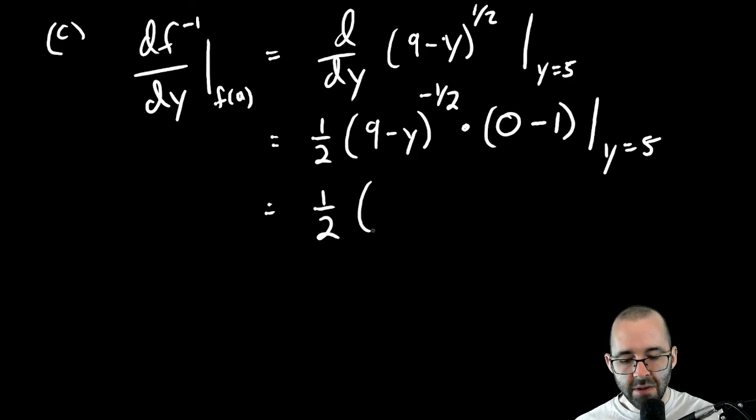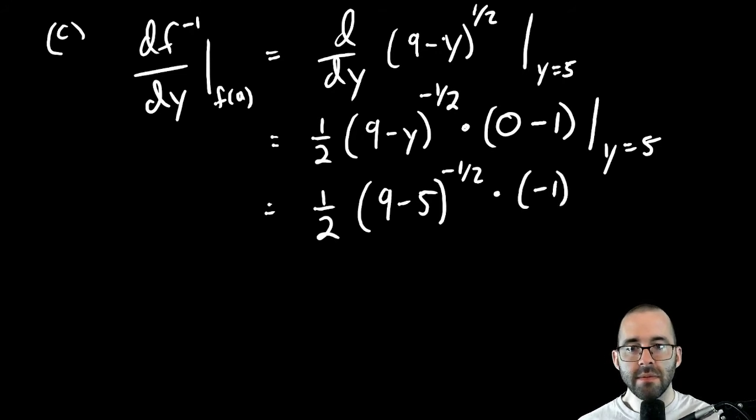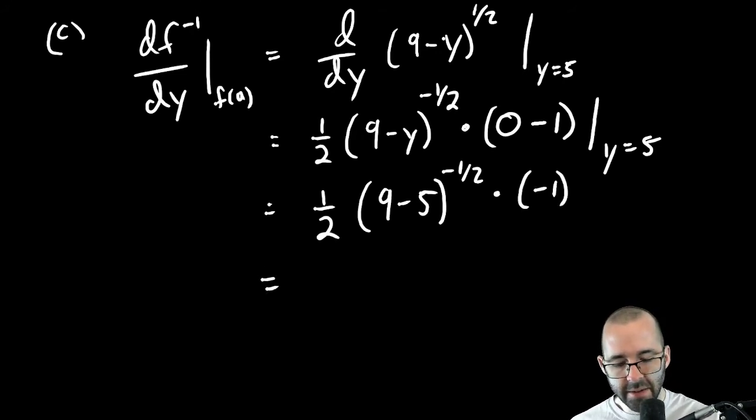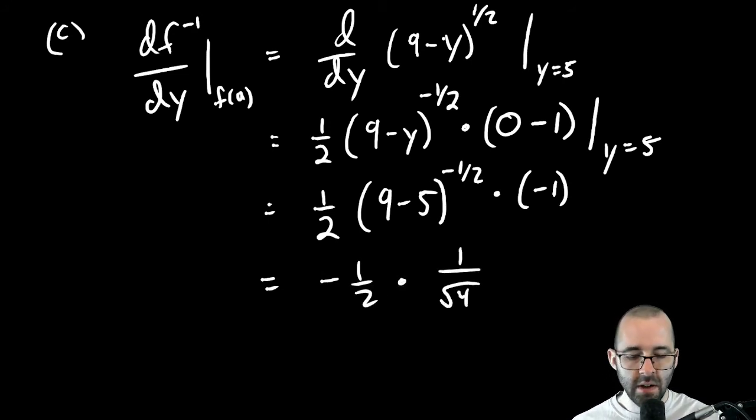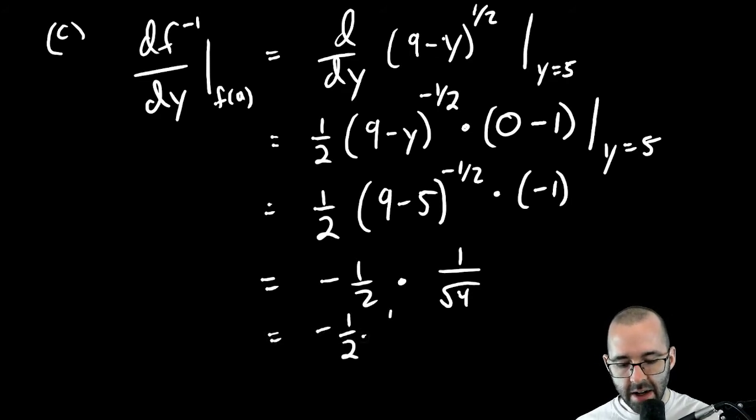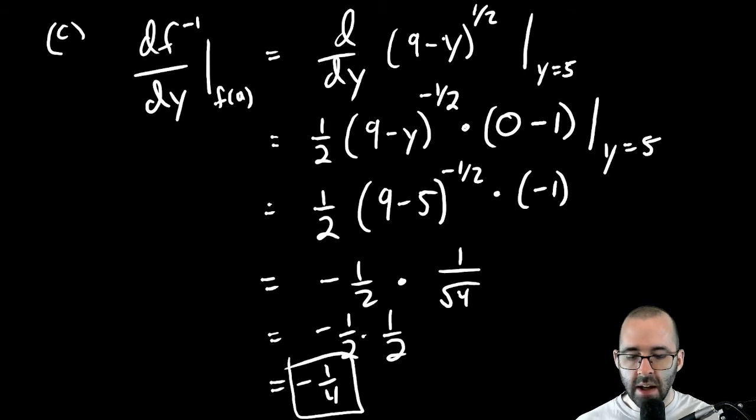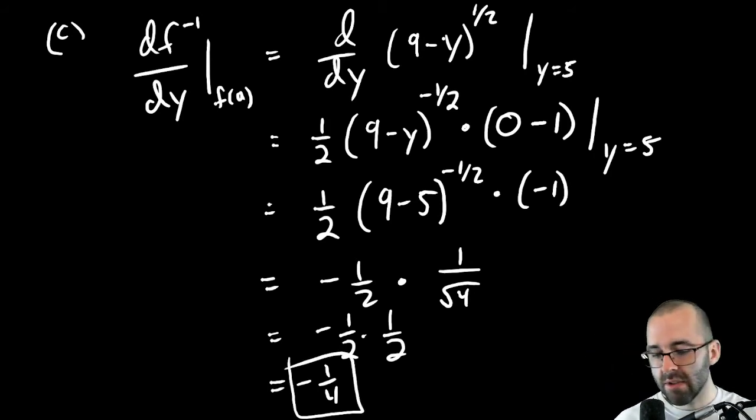That's going to be 1/2 times 9 minus 5 to the negative 1/2 times negative 1. And continue simplifying. Negative 1/2 times, this becomes 4. Negative 1/2 exponent means that 4 is inside a square root in the denominator. You're going to get negative 1/2 times positive 1/2, or negative 1/4. And the inverse function theorem should also give us the same result.